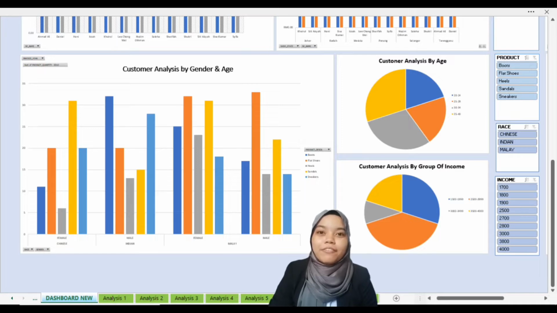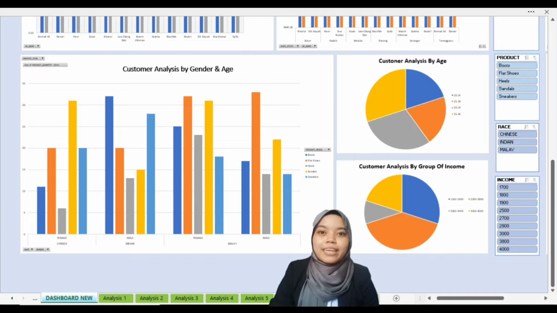We can see that female Malay are the company's main customers as they bought 76 pairs of shoes out of 237 pairs of units sold. This might be because the design of our products fits their needs.